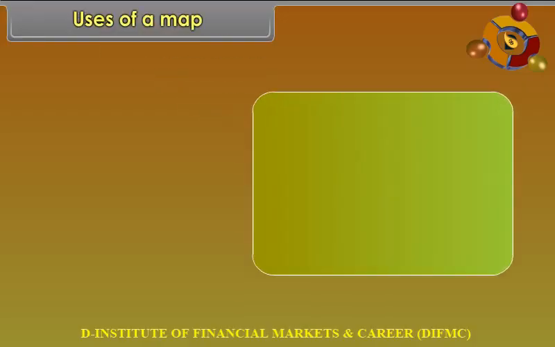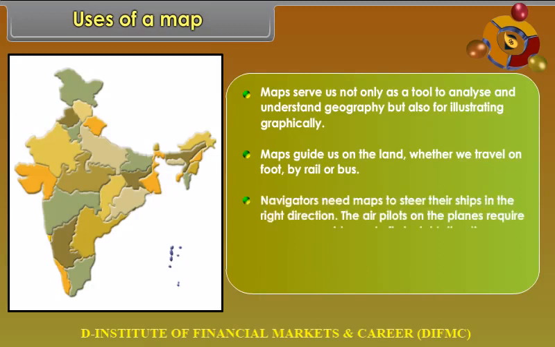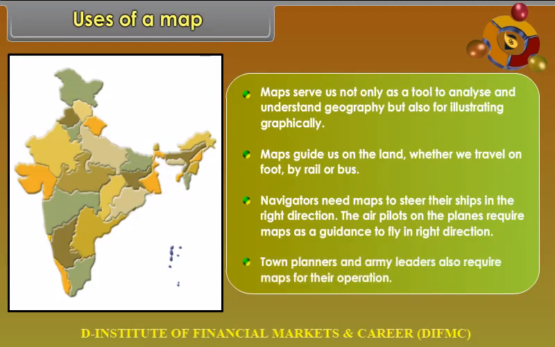Uses of a map. Maps serve us not only as a tool to analyze and understand geography, but also for illustrating graphically. Maps guide us on the land, whether we travel on foot, by rail, or bus. Navigators need maps to steer their ships in the right direction. The air pilots on the planes require maps as a guidance to fly in the right direction. Town planners and army leaders also require maps for their operation.